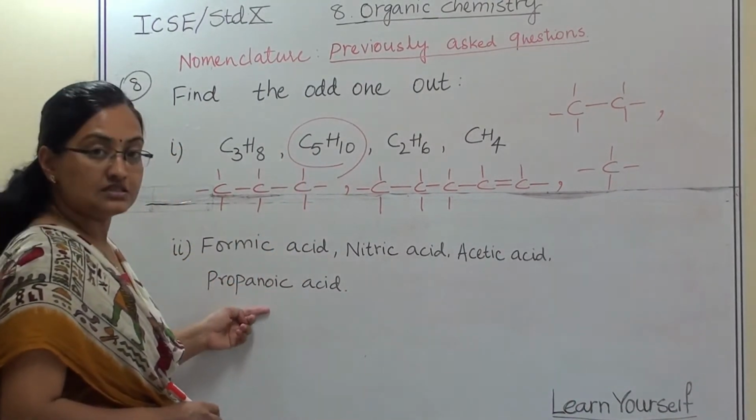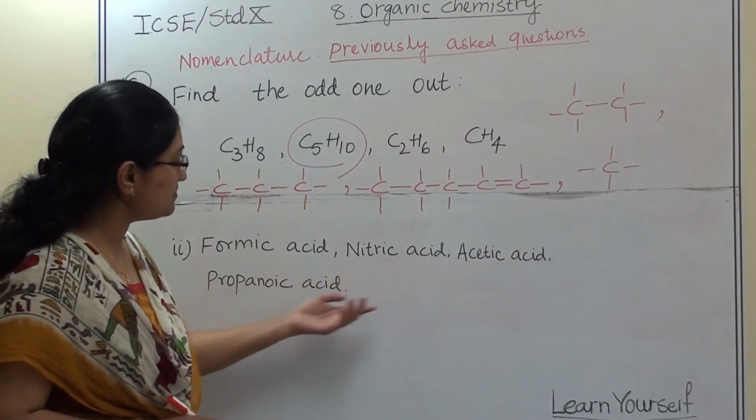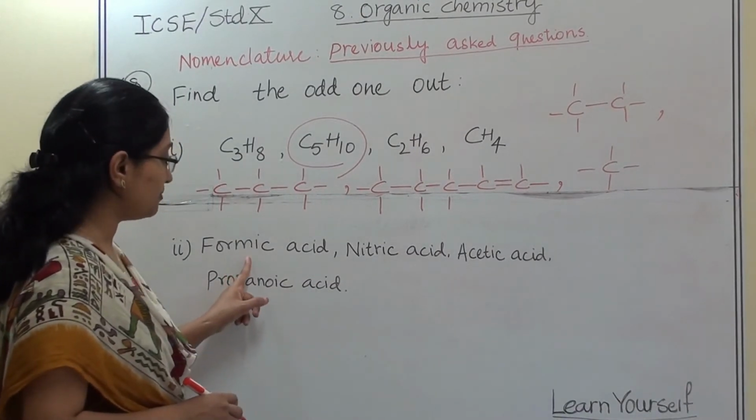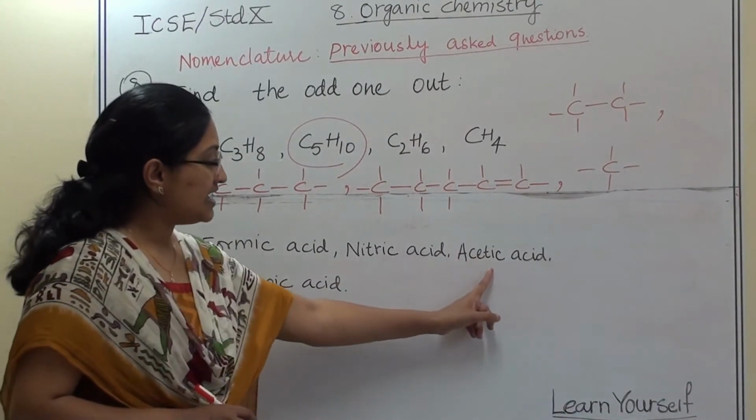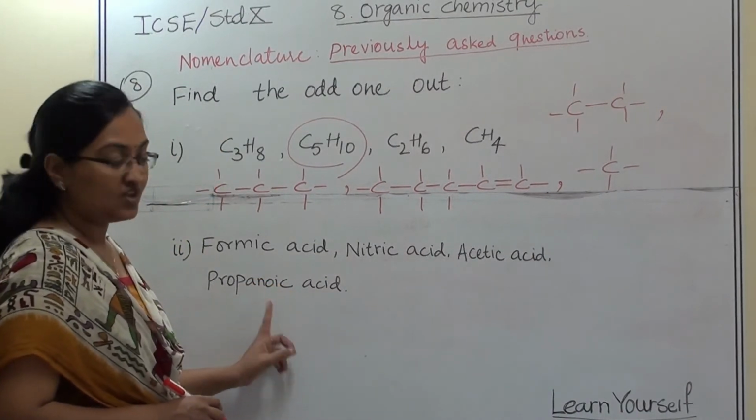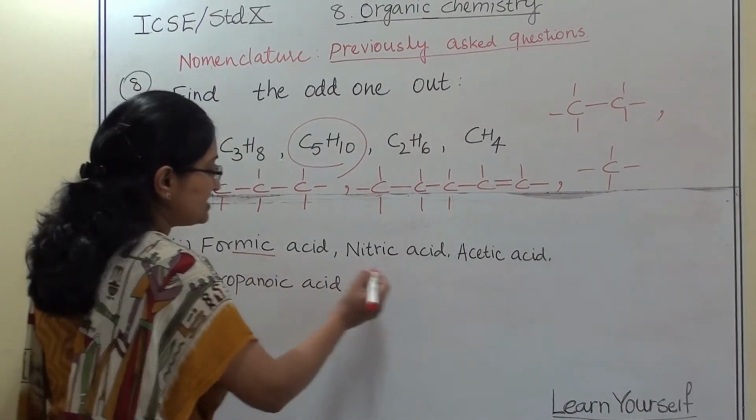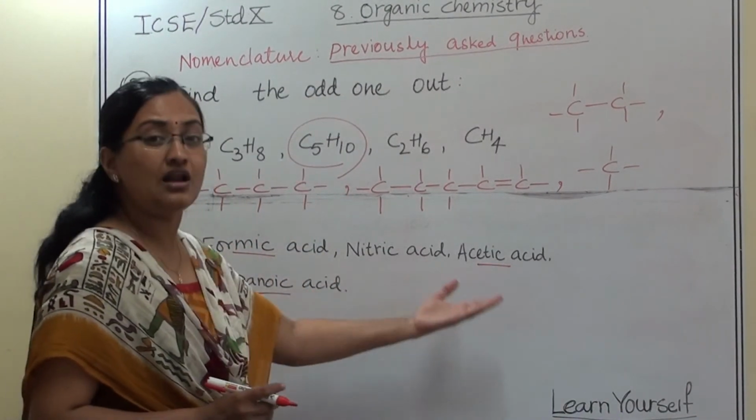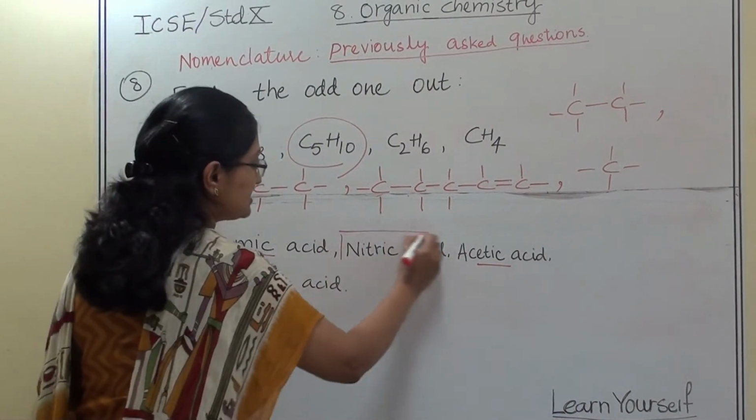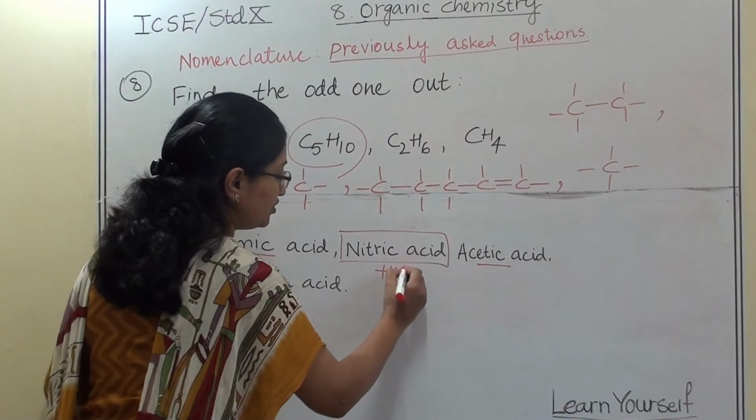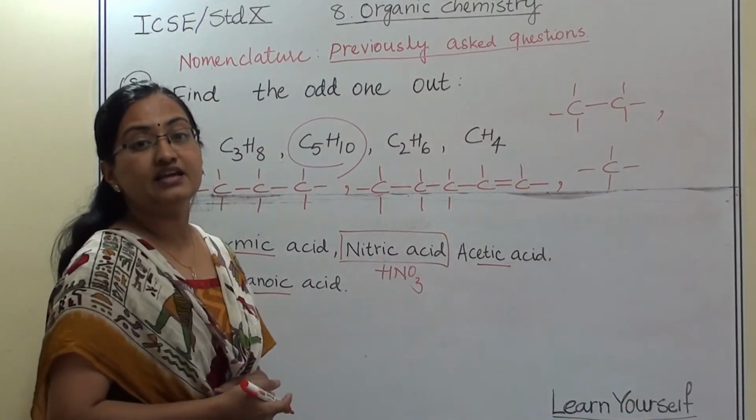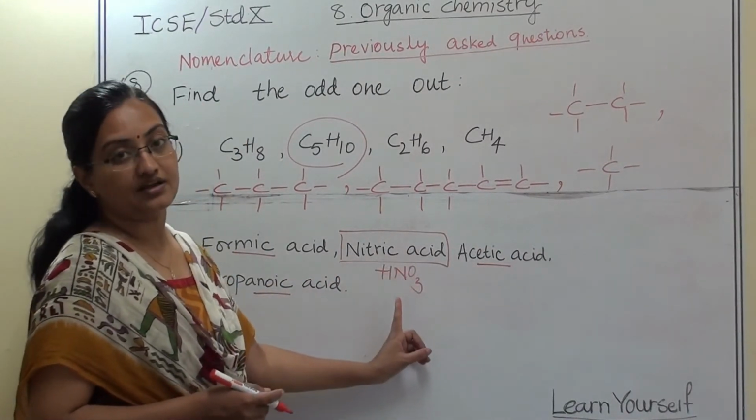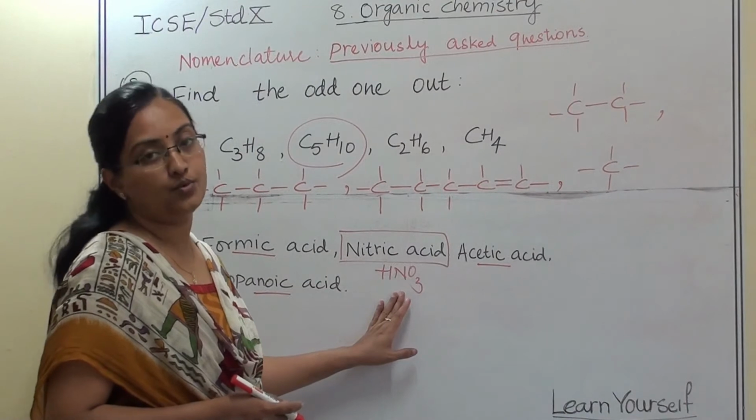Now let us take the second one. In this they have given some acids. Which acid is the odd one out? First one is formic acid, then nitric acid, acetic acid and propanoic acid. If you will see, formic acid, acetic acid and propanoic acid are all hydrocarbon-based, whereas nitric acid is HNO3 and it is an inorganic acid. These all are organic, whereas only this is inorganic. So this is going to be the odd one out.